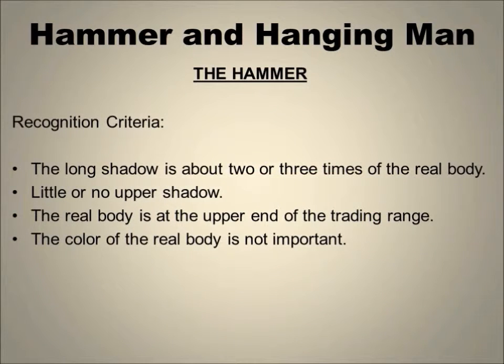Now, here's what we need to know about the hammer. The long shadow is about 2 or 3 times of the real body, and there really is no upper shadow. There shouldn't be an upper shadow. If there is, maybe a small one or an insignificant one. And the real body must be at the upper end of the trading range. And the color of the body is not important. It doesn't matter the colors, it just matters the shape.